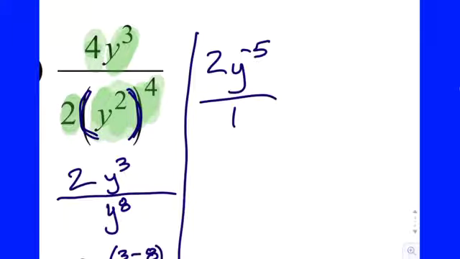Y to the 5th, just the y to the 5th, right? So the 2 stays up top, and you get 2 over y to the 5th. So that would be the preferred answer, 2 over y to the 5th.